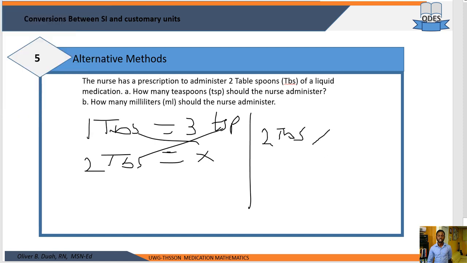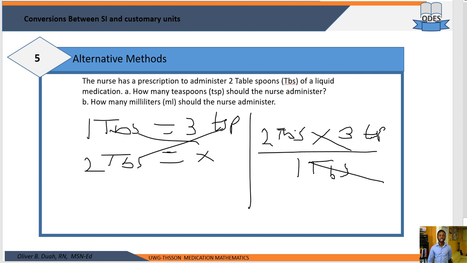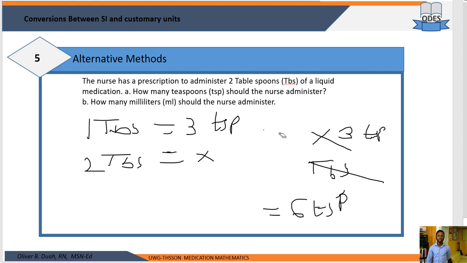Okay, so we have 2 TBS times 3 teaspoon TSP, and this is going to be all over 1 tablespoon. So tablespoon will cancel tablespoon, and your answer is going to be 6 TSP. Okay, so let's use dimensional analysis to solve this same problem.